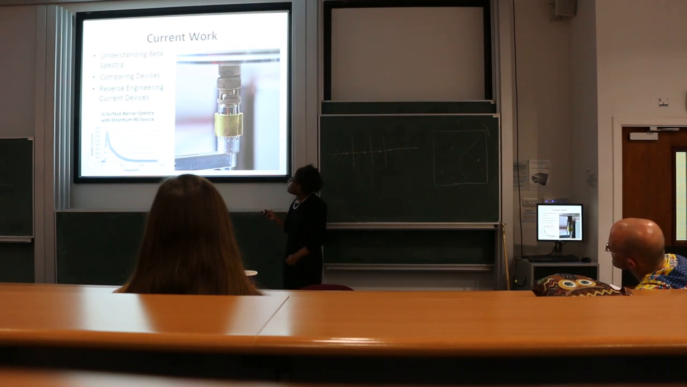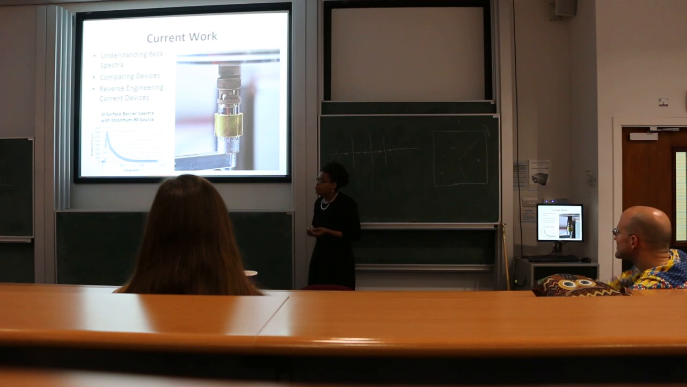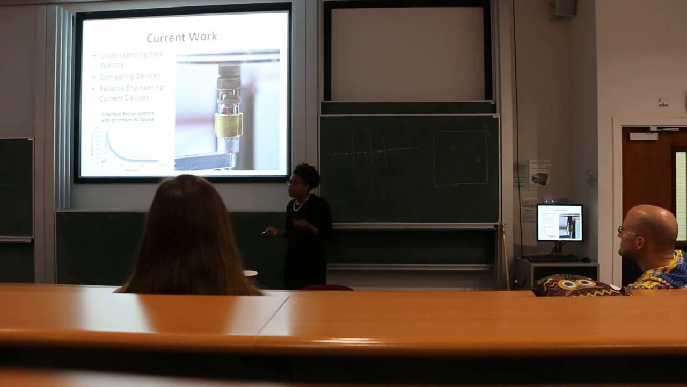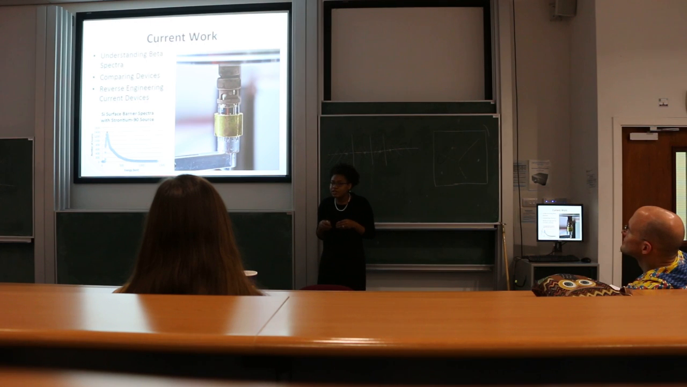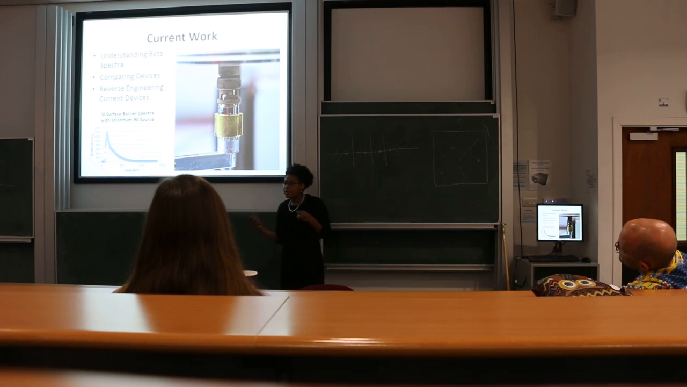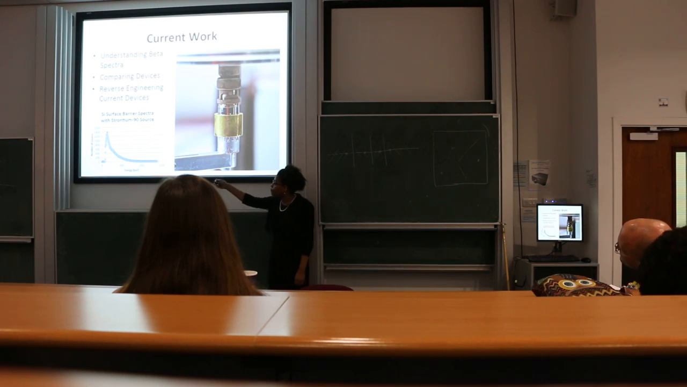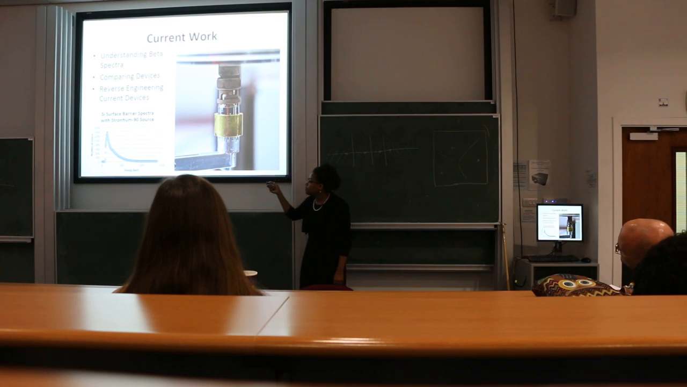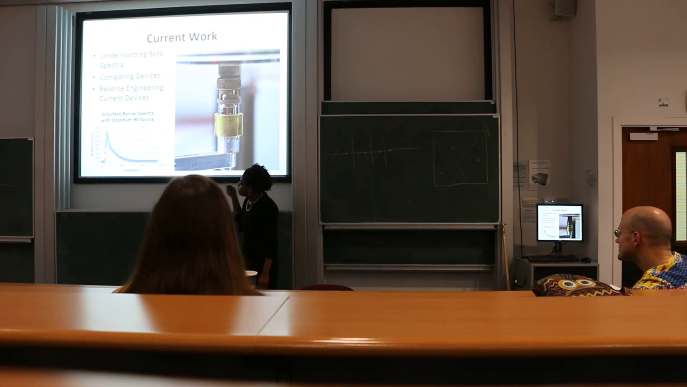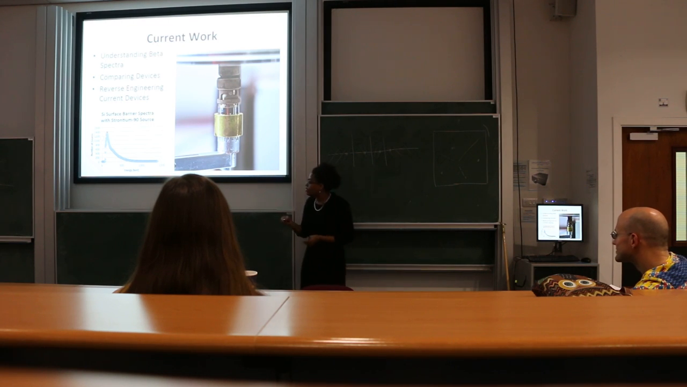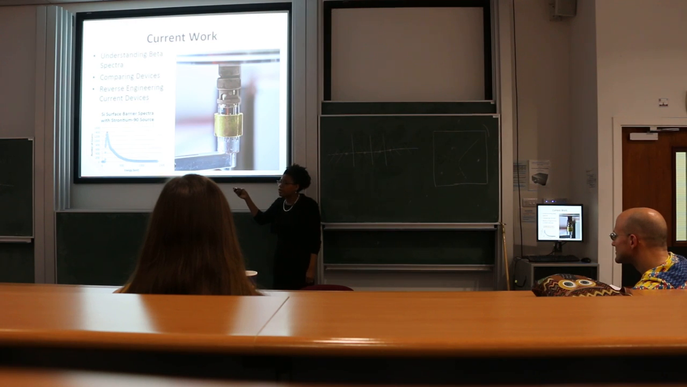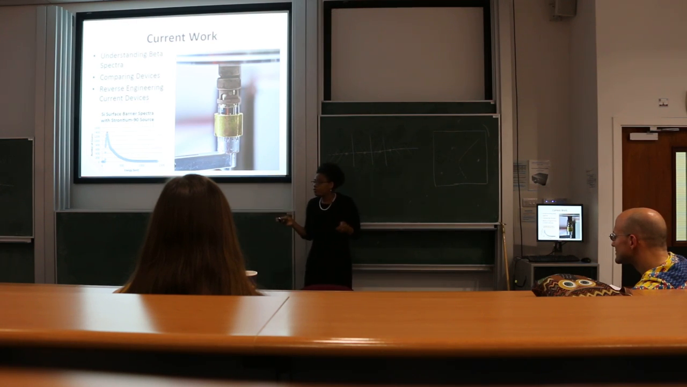This past week and past few days, I've been working on understanding the beta spectra, comparing the different devices, and truly reverse engineering each of these devices to try to make a device that encompasses all of the elements into a better, more useful device. I used a silicon surface barrier detector, and I came up with this spectrum using a strontium-90 source. The spectrum tells you more information about the device, its ranges and limitations, more so than a strontium source or a beta source, because we know that the beta source is very broad.